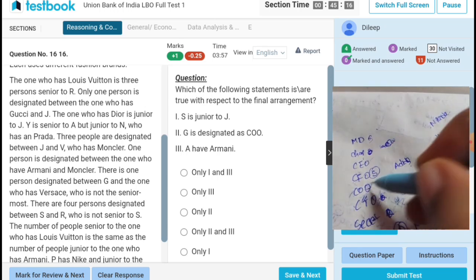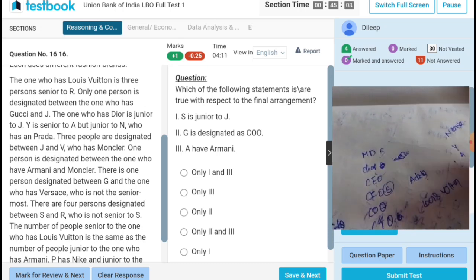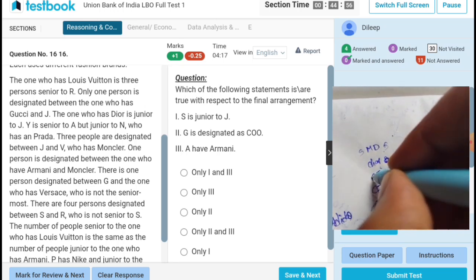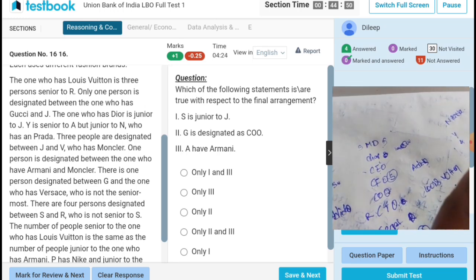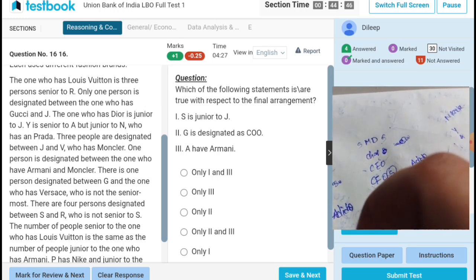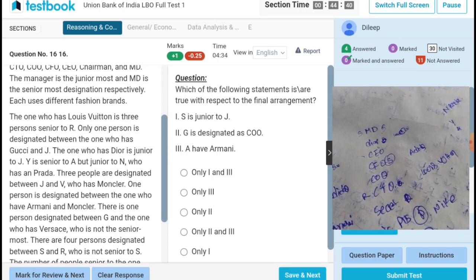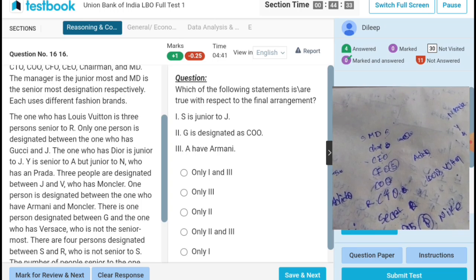One, two, same as the... Yes, 1, 2, 3, 4 are... Three people between the J and V.